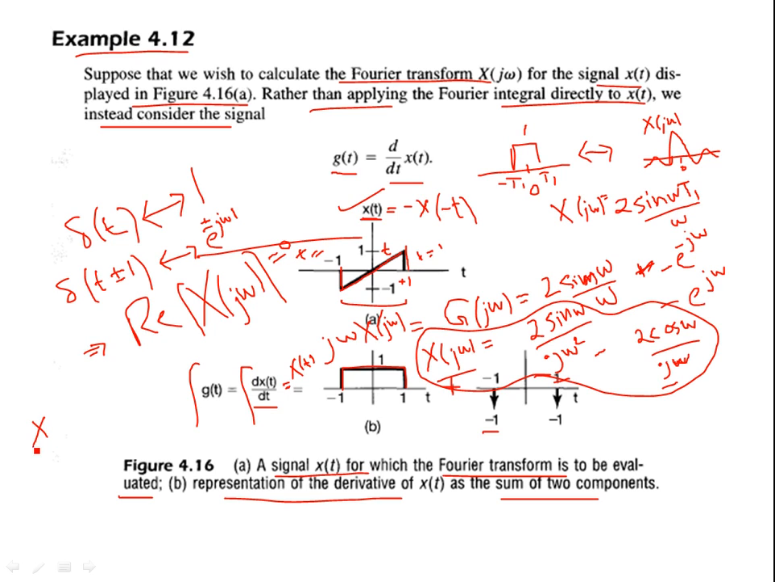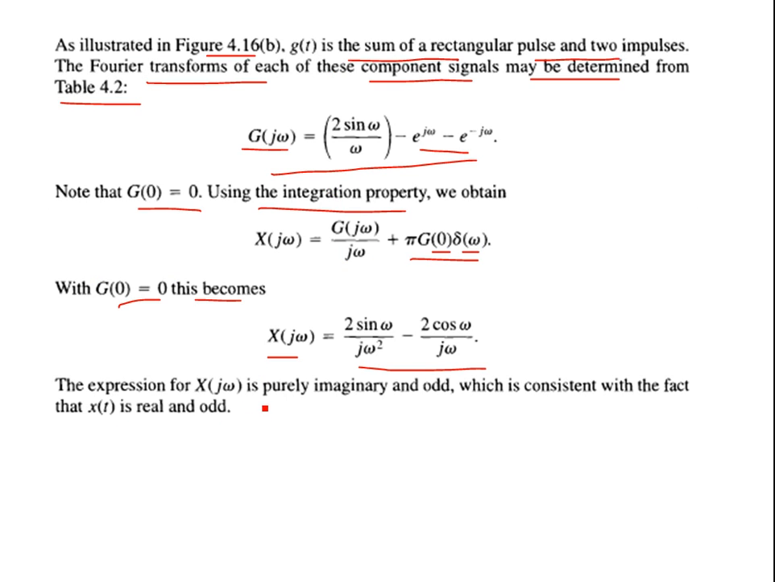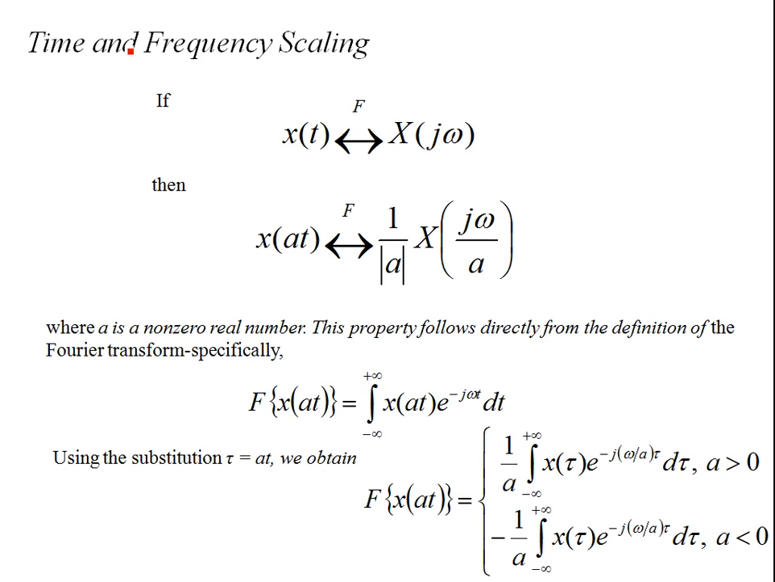And it's purely imaginary. That is, X(j omega) is minus X of minus j omega. So this is another property that is valid for this Fourier transform of x(t). The expression of X(j omega) is purely imaginary and odd, which is consistent with the fact that x(t) is both real and odd. All right, this brings us to the next important property, that is time and frequency scaling.